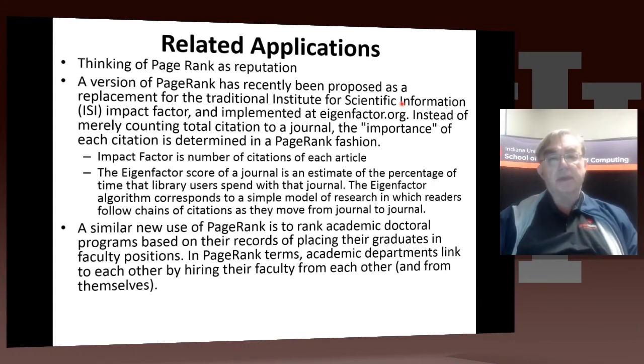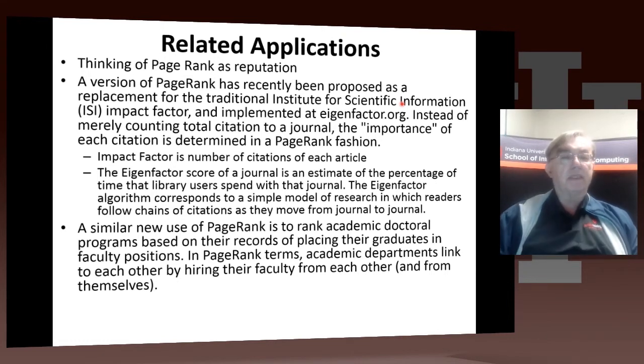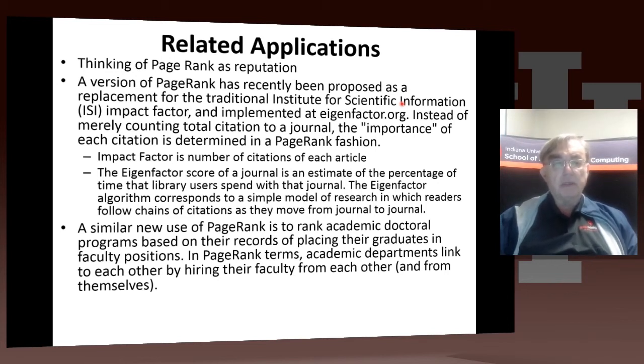This concept can be generalized because you can think of PageRank as a reputation. In the web page example, it's the importance of a web page, which is similar to the reputation of a web page. And so you can use this concept with other types of entities. One of the examples is trying to rank journals.